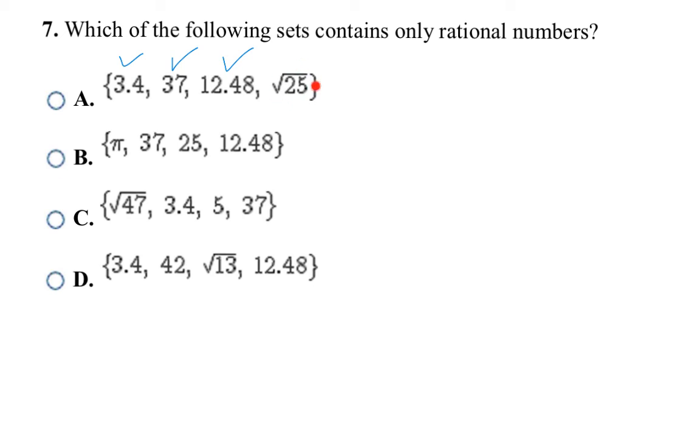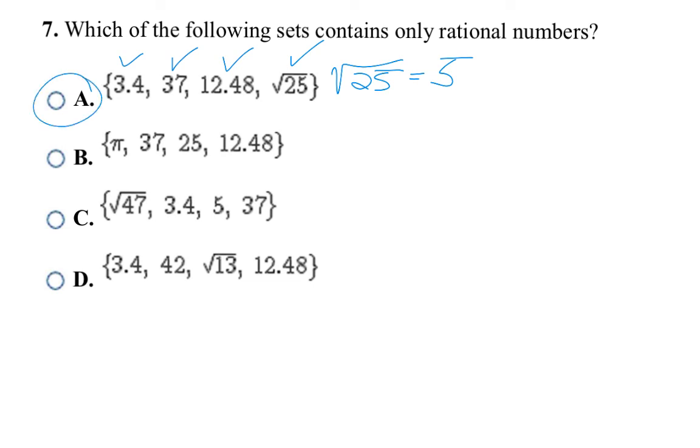And I don't know about the square root of 25. Anytime you have those square roots, you have to use the calculator to help you. So here, if you take the square root of 25, you're going to get 5. 5 is a number that ends. So that means that the square root of 25 is also a rational number, because when you simplify it, it just becomes 5. So that means A is going to be your final answer.